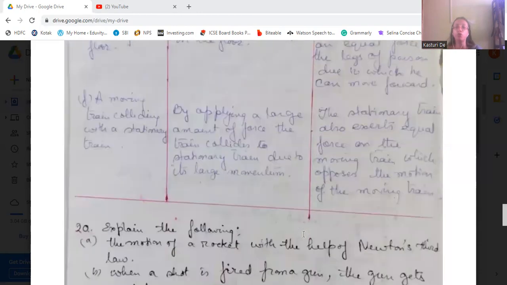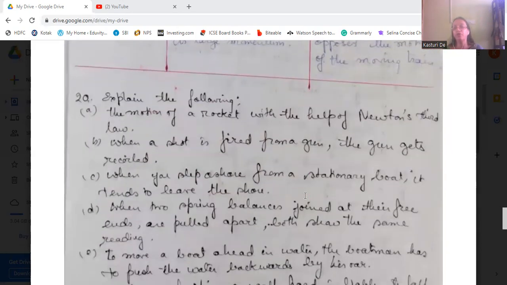A moving train colliding with a stationary train. The moving train, when it is colliding with a standing train, is applying a large amount of force on that train which is standing. Due to its large momentum, because it is moving, it will hit the stationary train and produce a large collision force. And the stationary train will also exert an equal and opposite force on the moving train, which opposes the motion of the moving train. The train will stop also.